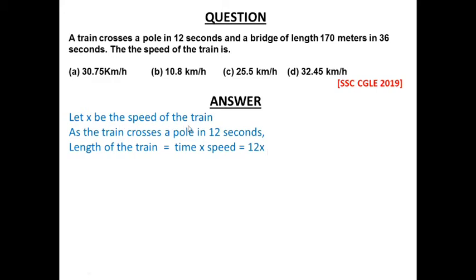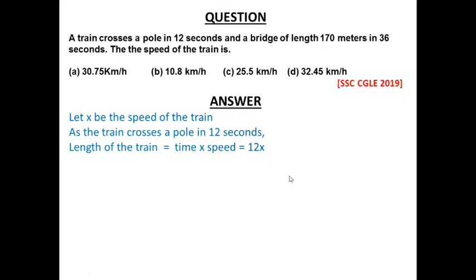So the speed of the train is x. Now, as the train crosses the pole in 12 seconds, the distance covered will be equal to the length of the train. Distance equals time into speed, so the length of the train will be equal to time into speed. Time is given as 12, speed we have taken as x. So 12 into x, 12x will be the length of the train.